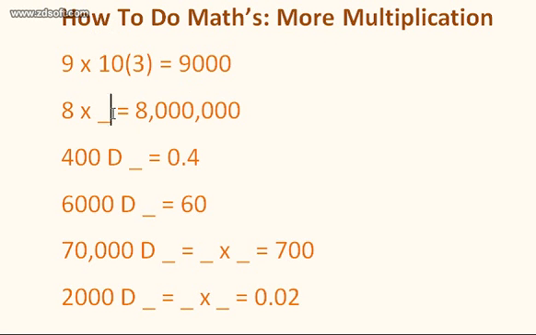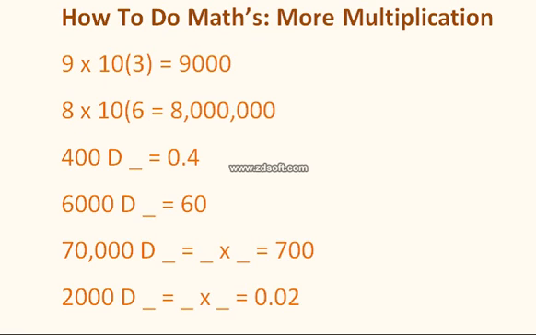Anyway, moving on. We've got 8 times something equals 8 million. So it's easy to count the zeros on the times ones. Like if you count them, 3, that's 3 zeros, gives us the power of 3. With this one, just count the zeros again, that's 6. So that's all you need to put, 10 to the power of 6.